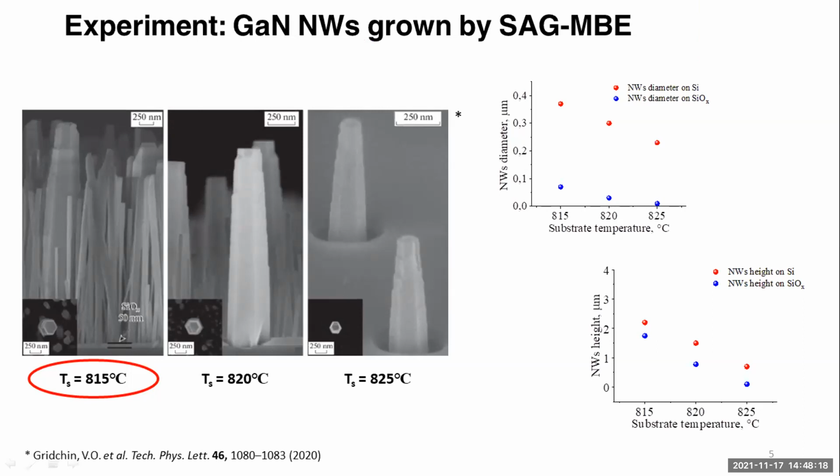Because with the increase of the temperature in the MBE machine that we used, the flux of gallium wasn't enough to form nanowires, because of gallium desorption from the surface. Of course, it's due to desorption of gallium at higher temperatures. Thanks. Thank you.